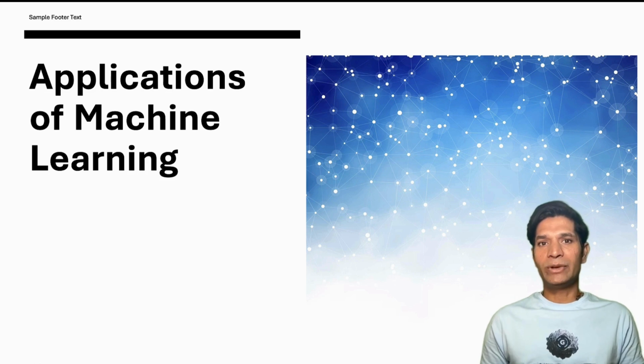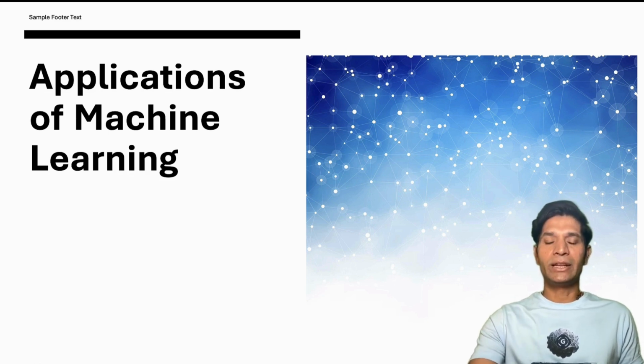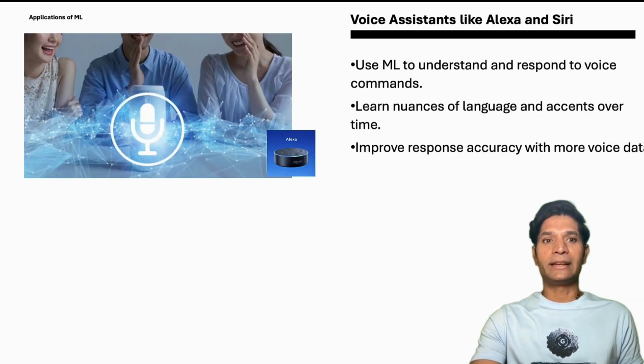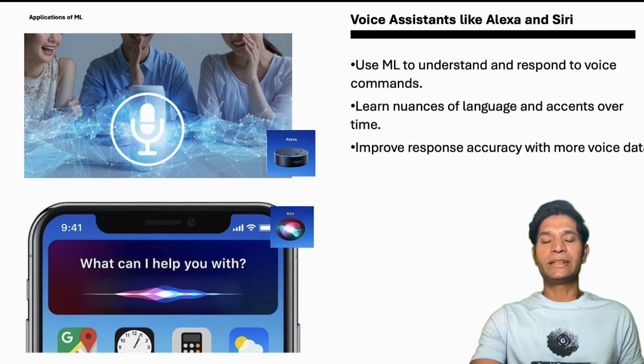Now let's look at applications of machine learning, where all machine learning is applied today in your day-to-day life as well as in the industry. First things first, you would have noticed voice assistants like Alexa and Siri. These use ML to understand and respond to your voice commands. You say, hey Siri, tell me the weather today, and it's going to respond to you with the weather details for the day. It also learns nuances of language and accents various people speak, and it improves response accuracy with more voice data. So as people interact with Siri and Alexa, it will become more accurate.